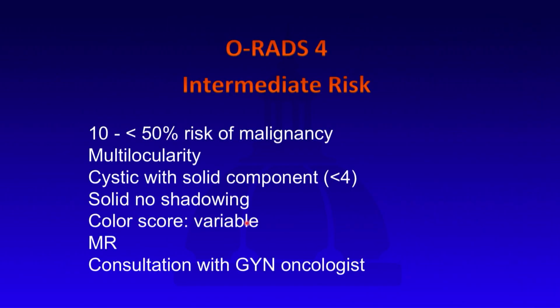O-RADS 4 is the next category. So these now we're getting more worried, right? This is intermediate risk. So it's 10 to less than 50% risk of malignancy. So these are going to be your multilocular lesions or cysts with some solid components, but maybe less than 4, or solid mass, but no shadowing, and the color score in these lesions can be variable. All of these lesions will require, unless they're being taken out, an MRI and consultation with a gynecologic oncologist this time, because we're not sure if they're malignant or not.